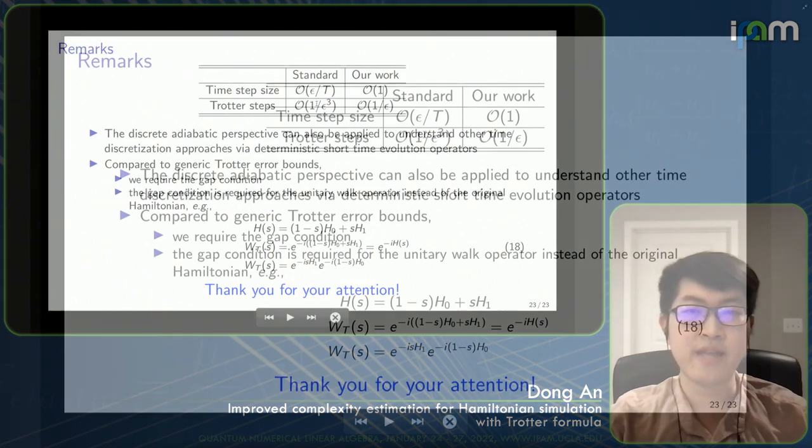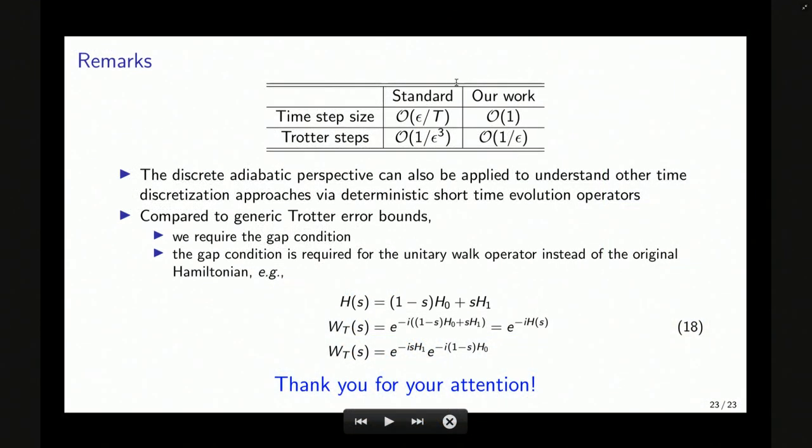Here's the table that summarizes what we have already got. If we use the standard way to analyze the Trotter error within the adiabatic dynamics, then the Trotter time step size should be small enough. This also happens in time discretization for many other dynamics. But in our work, we show that for the adiabatic dynamics, you can use an order 1 time step size, and you only need to use the first order Trotter. That is sufficient for us to get the accuracy.